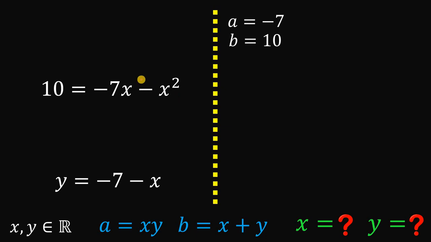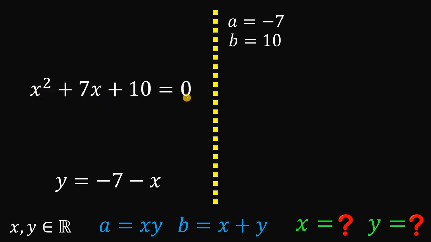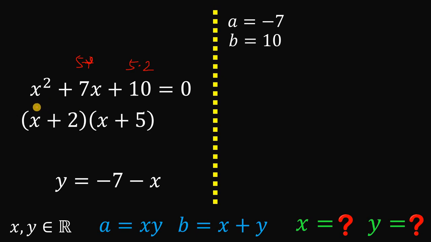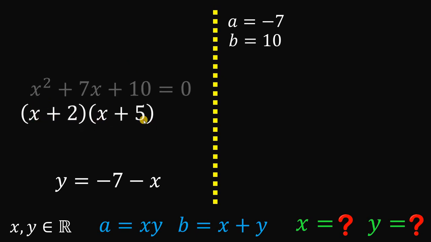So, let's rearrange some terms a little bit. Let's make the coefficient of x squared a positive integer. So we have here x squared plus 7x plus 10 equals 0. Now, 7 is 5 plus 2, while 10 is 5 times 2. So we can factor this quadratic equation as (x plus 2) multiplied by (x plus 5).